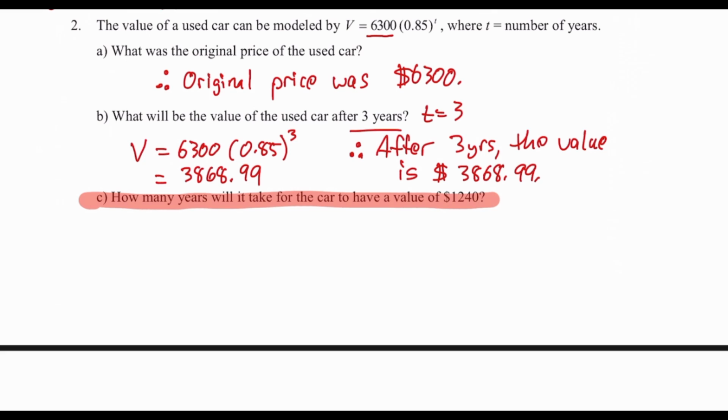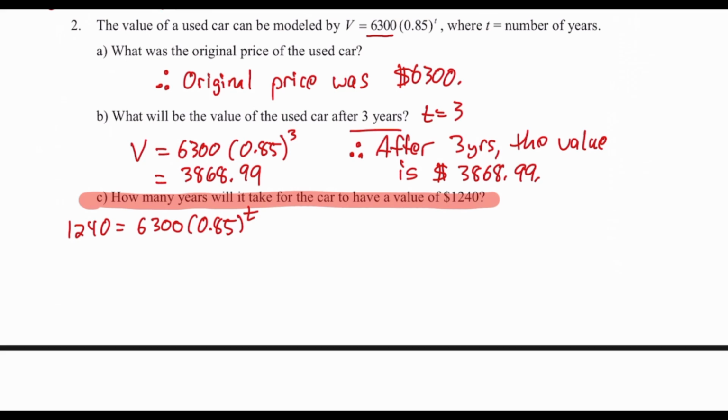Once again, our last question asks us to work backwards. I'm still going to demonstrate that for you. 1240 is the value, equals 6,300 times 0.85 to the power of, oops, not 3, to the power of t. And I'm going to skip even another step this time and go straight to my final calculation.